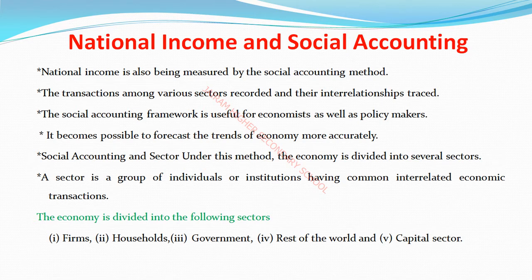Under this method, the economy is divided into several sectors. We already know the classification of economic sectors. There are 5 sectors: firm, household, government, rest of the world, and capital sectors. So we can clearly explain the different sectors and their usefulness in social accounting.